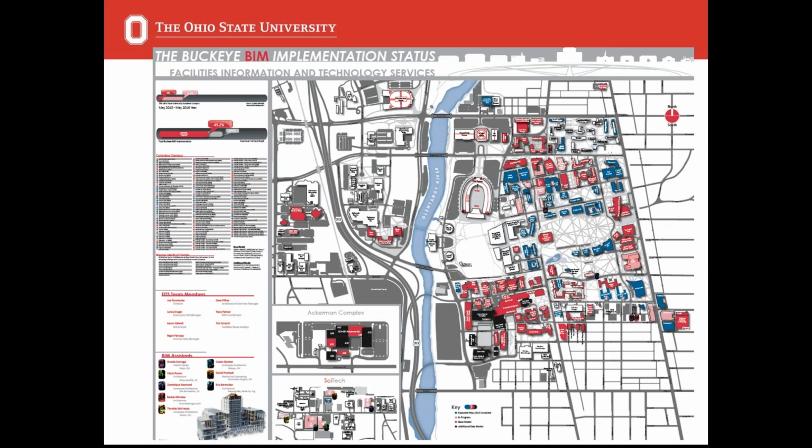And this just gives you an overview of the buildings that are complete. The ones in red are all of the buildings that have been migrated into Revit models. Blue and the pinker are kind of in progress.